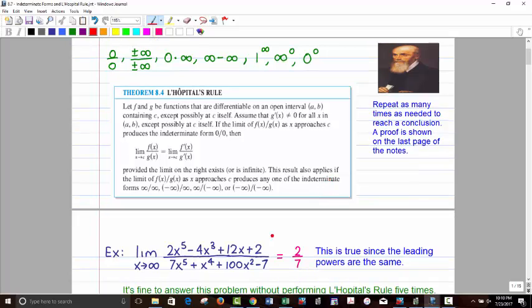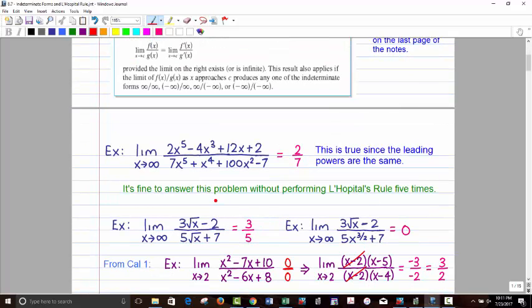Let's try this out. Now, sometimes, even if L'Hopital's Rule applies, we would not want to use it because it would be very tedious. Earlier ways, like for evaluating infinity limits, you've probably seen where if you had the same leading powers right here, top and bottom, when you go to infinity, you don't care about the smaller powers. You take a ratio of their coefficients. So it'd be 2 over 7.